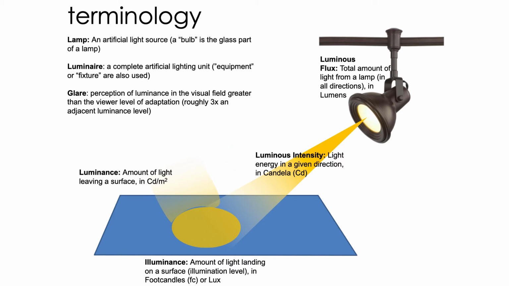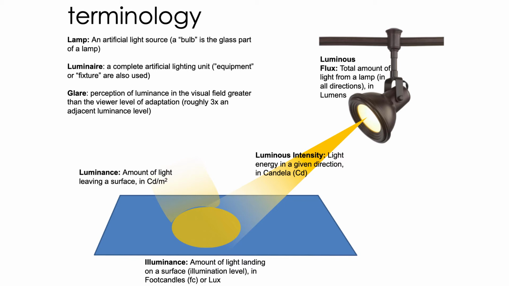Now, illuminance is the amount of light landing on a surface. We can measure that in foot candles or lux, and that's usually the thing we're calculating for. So, for example, in a classroom, the standard light level is probably about 25 foot candles. And you can measure that.